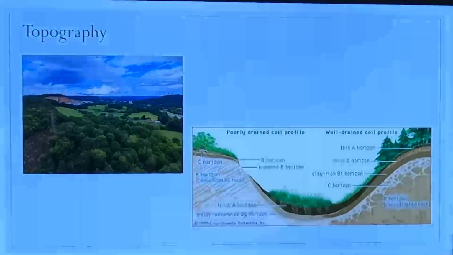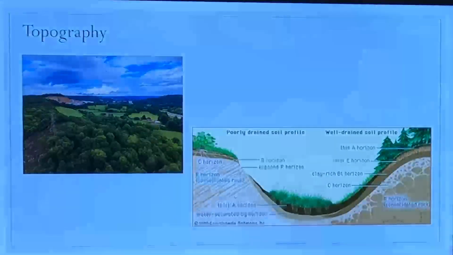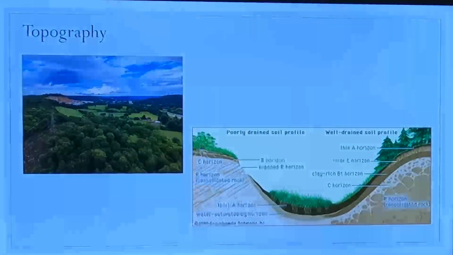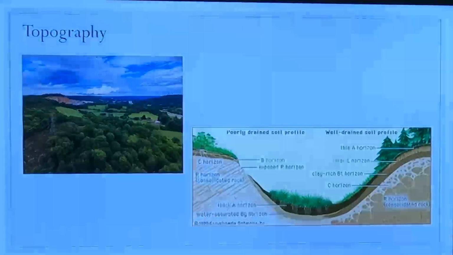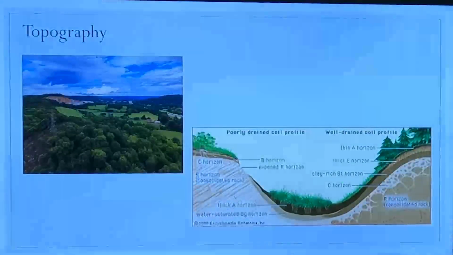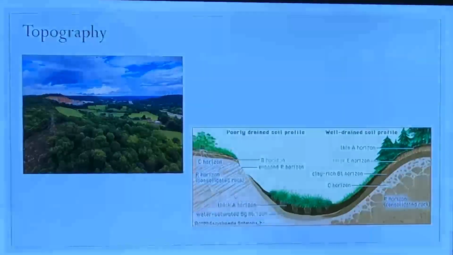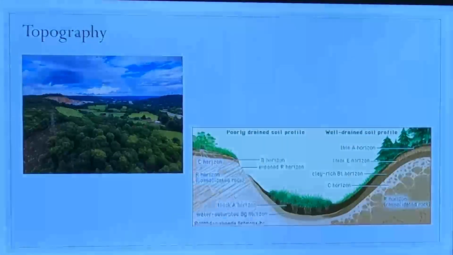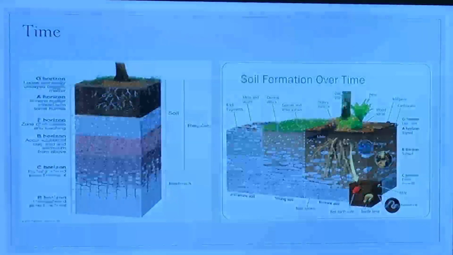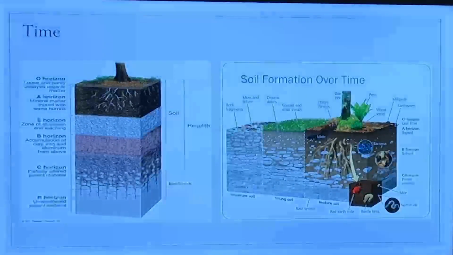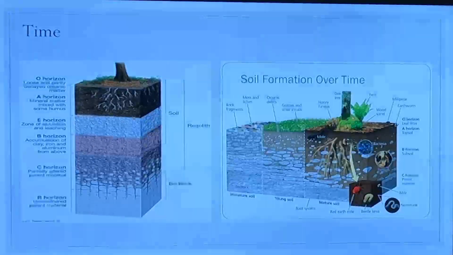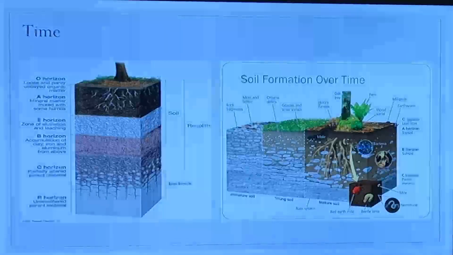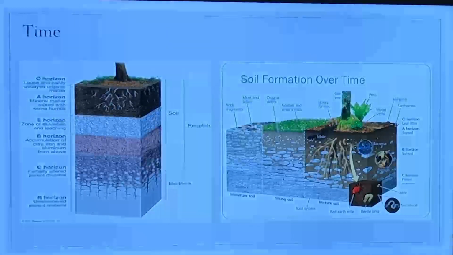So we have parent material, climate, organisms, topography, and we have one more. Which one am I missing? Time. It takes time. Those layers have to form and that organic matter has to decompose, and there's going to be processes that happen. And so it takes a lot of time and a lot of organic material. So the more crops that we grow, the more soil we are likely to form.